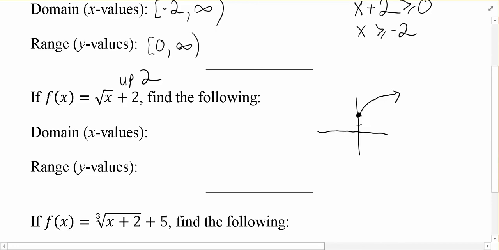So as far as the domain or all the allowable x values, the leftmost x value that we see is 0, and it continues going to the right. But as far as the y values are concerned, the smallest y value that we have is a y value of 2. But it does keep increasing after that.